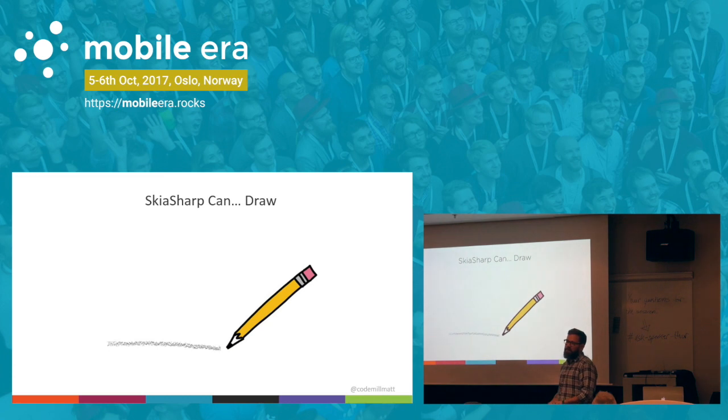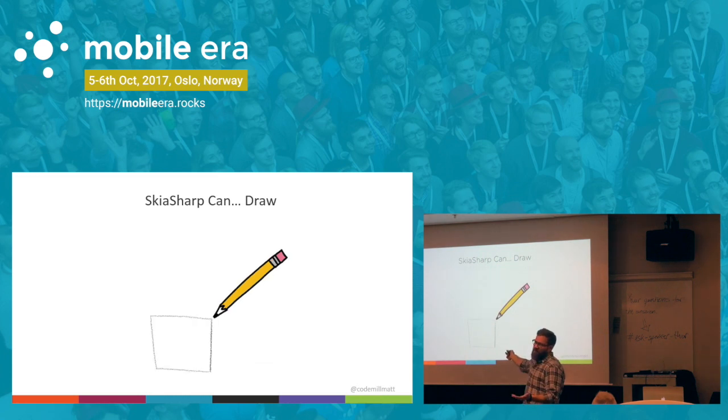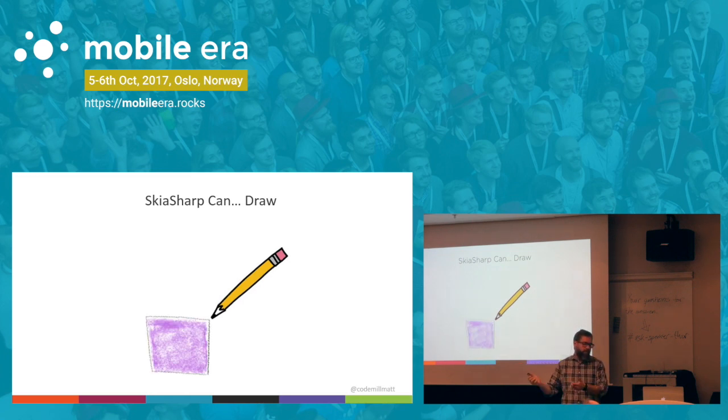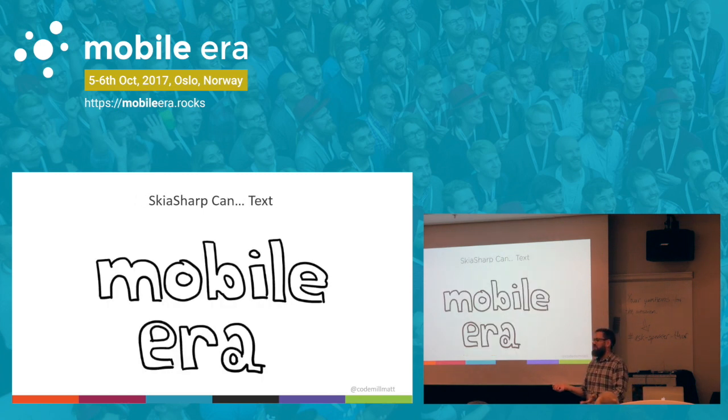What can it do? Well, it can just draw lines. You can draw arcs with it, of course. You can start moving them all together, so you can draw lines with arcs. You can make a rectangle. You also have a shortcut that says draw rectangle. You can put fills into those rectangles. Everything you can imagine a drawing framework does. You can also just draw bitmaps. Say, hey, I want to draw this bitmap instead. You can draw text with fonts. So you can just say mobile era, and you don't have to worry about drawing that whole path out.